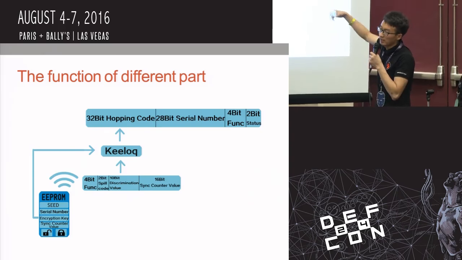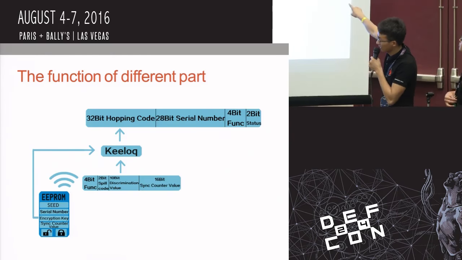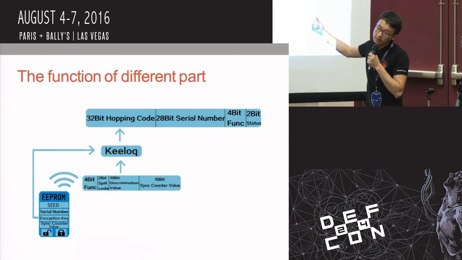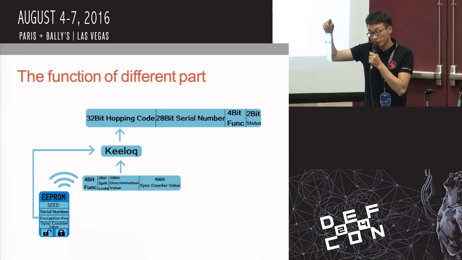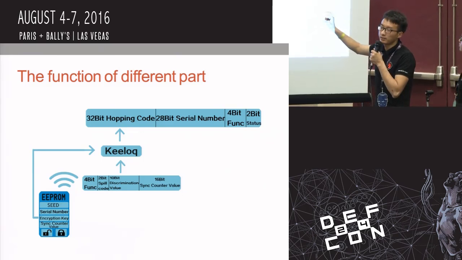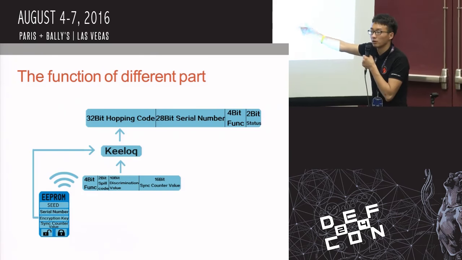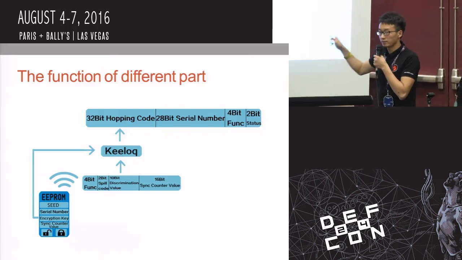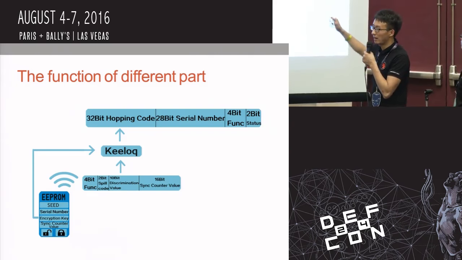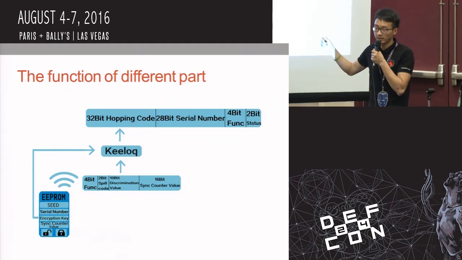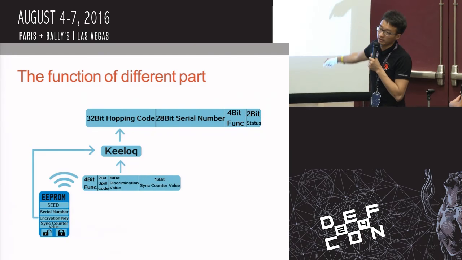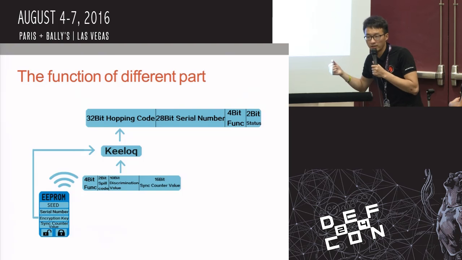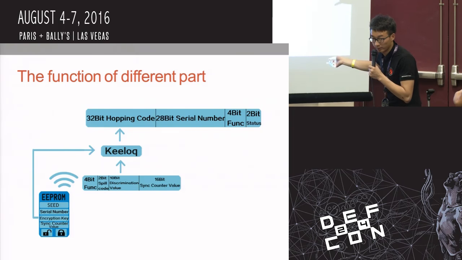When the received sync counter is larger than the stored one in the car, there's a range. If it's larger by 1 to 16, in this range, the car will instantly respond to the function code, open the door or close the door. If it's larger by more than 16, the car enters a state called resynchronization. The car would store the currently received sync counter, along with the old counter that is stored.